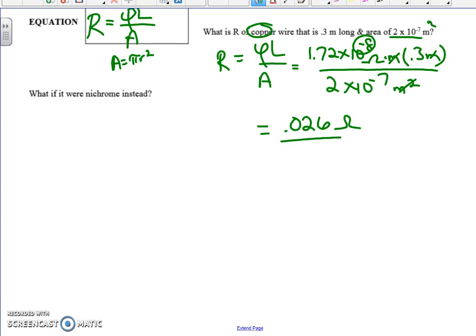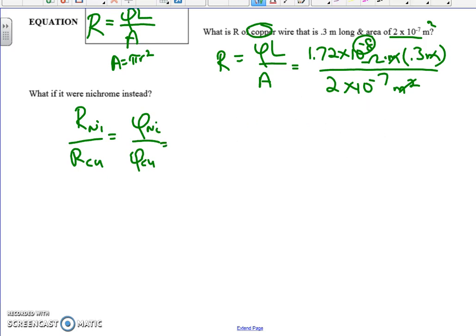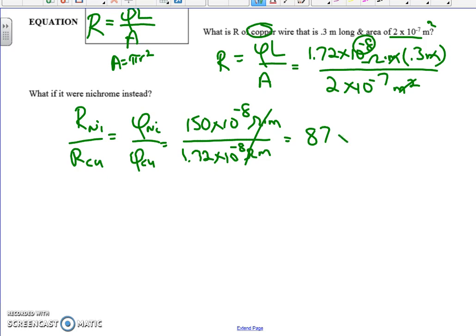Now, what if we were to look at nichrome instead? Well, what's the difference between these two situations is the resistivity. So I can say the resistance of nichrome compared to the resistance of copper is nothing more than a ratio of their resistivities, because we're comparing the same lengths in the same areas. So if I look up nichrome in the middle of the sheet here, I see its resistivity is 150 times 10 to the negative 8 ohm meters. Copper, again, is 1.72 times 10 to the negative 8th resistivity. And if I divide those two, the ohm meters cancels out, and I get 87 times the resistance.